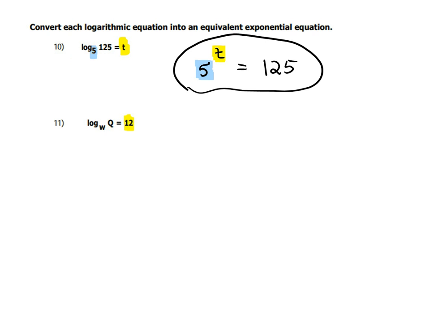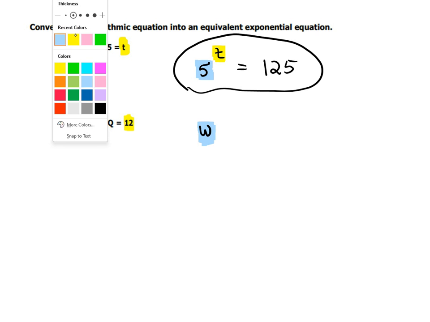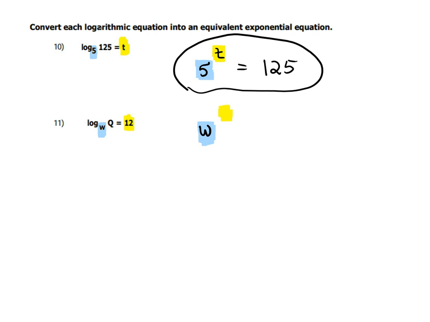So in this one, the exponent would be the 12, and the base would be the W. So it's going to be W raised to the 12 equals the only thing that's left, and that's that Q right there.